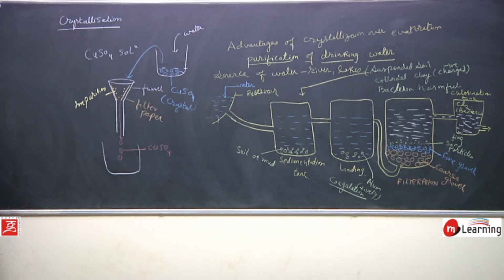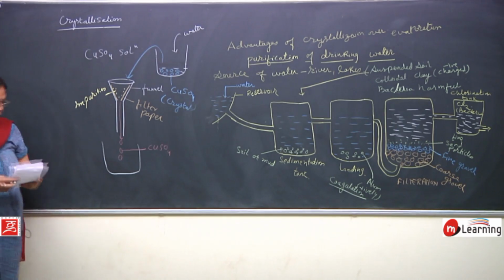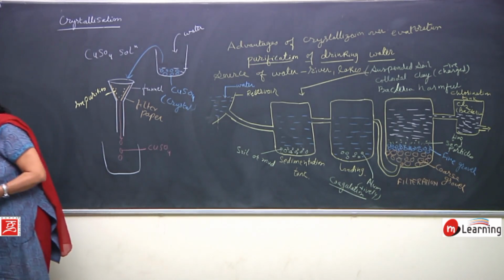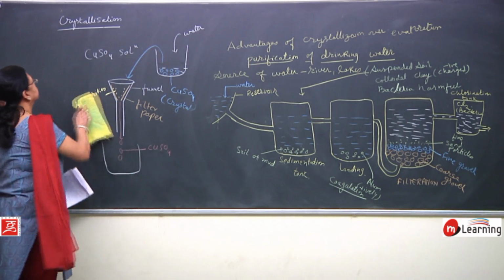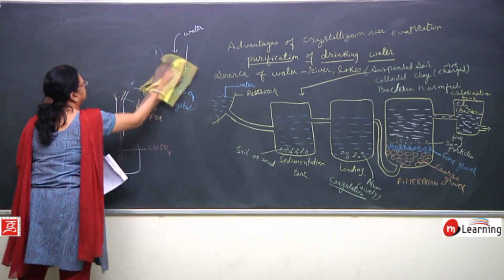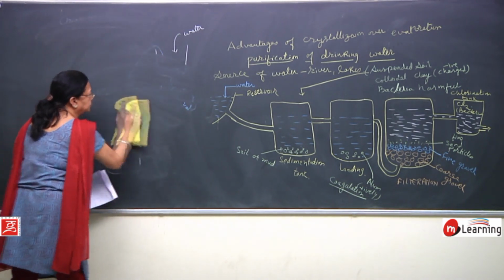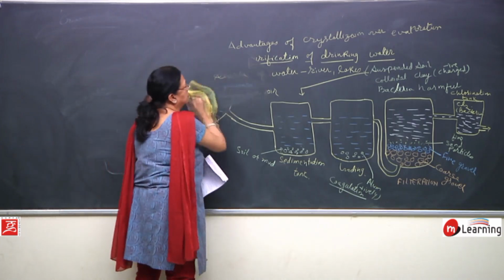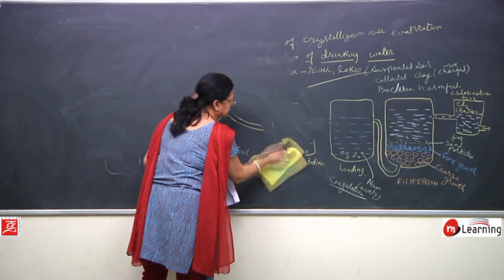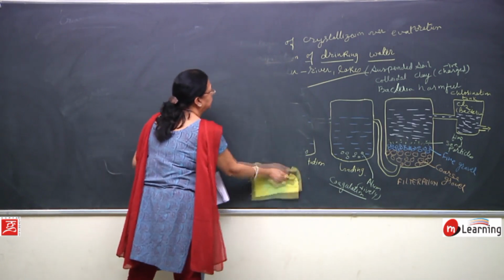Now, we are done with the chapter, children. Now, we have to discuss some of the question answers. Question number 19: What is a pure substance? Till 18 we are done. Now, we have to discuss question number 19.